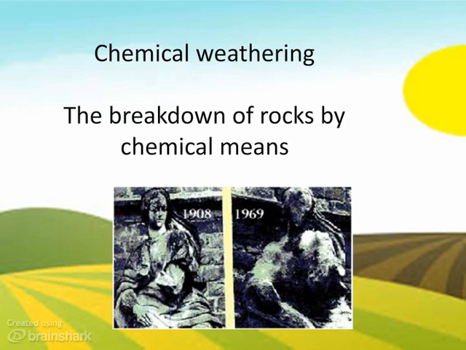But the picture on the right is about 70 years later, and what we see is all the details are gone. This was probably due to some kind of acid rain or other acid precipitation that has slowly eaten away at the rock, breaking it down.